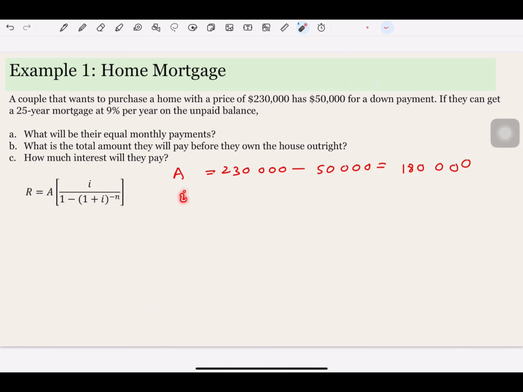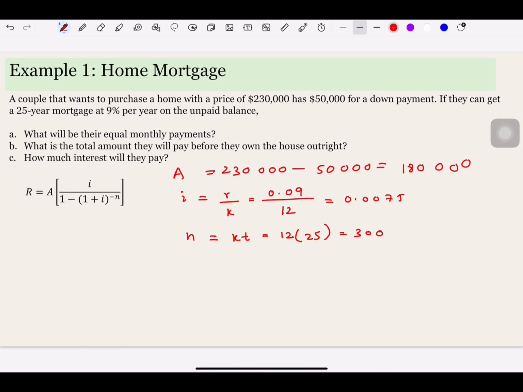And i is the interest rate per period. To get that, you have to divide r by k. r is the annual interest rate, which is 9%, and k is 12 because this is compounded monthly. So this value is going to be 0.0075 per month. And then we need n as well, the total number of periods, which is k times t. k is 12 and t is 25. If you multiply 12 by 25, you'll get 300.